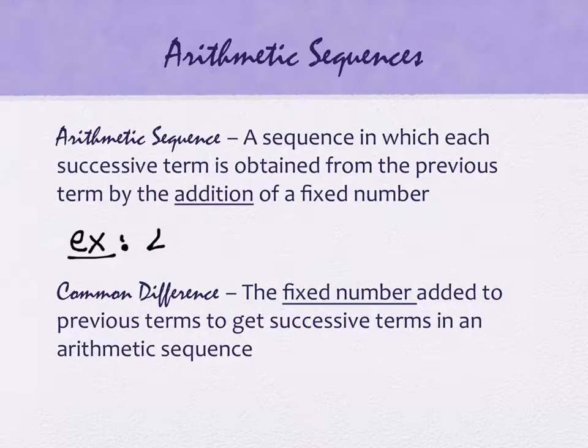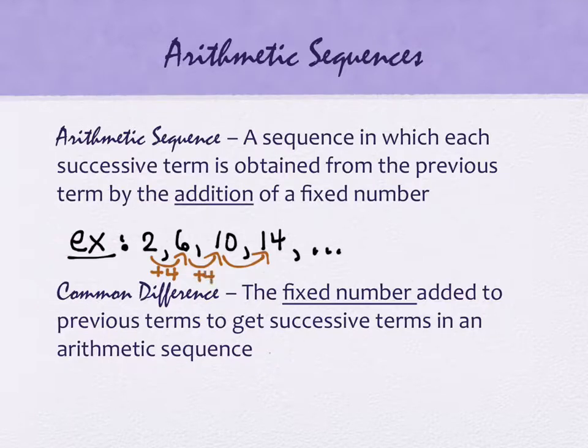If you have 2, 6, 10, 14, and it does dots right there at the end, this would be a recursive sequence, or that would be an arithmetic sequence. If you're looking at it from a recursive way, you can see how you get from one term to the next. What do you do to move between these terms? You add 4. And because it's addition, that's what makes it arithmetic.